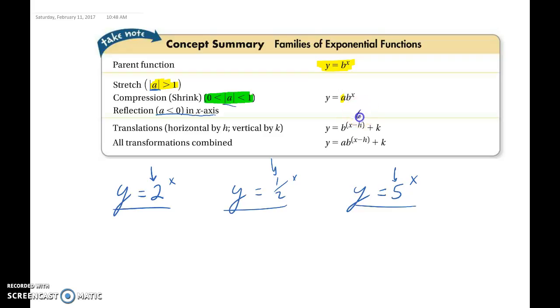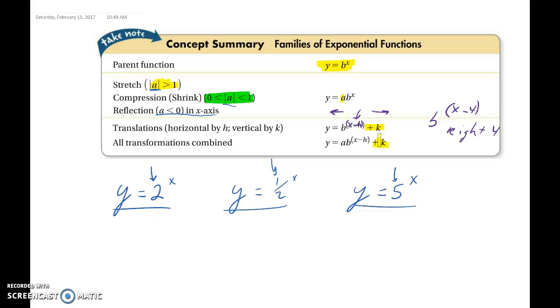If it's being done to the x, so in this case, it is x minus h in parentheses, that's telling us whether or not we're moving left or right, and we're moving opposite of the sign. So if it's b raised to the x minus 4, this means we're moving right 4 units. All right, and then the same thing as before, anything that's being added or subtracted at the end tells us whether or not we're moving vertically, going up or down, and we follow the signs.